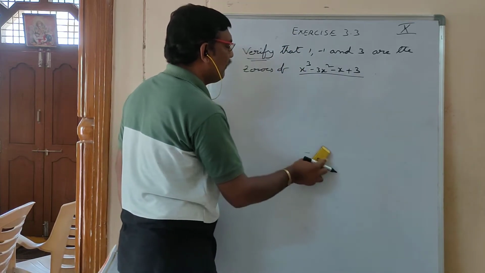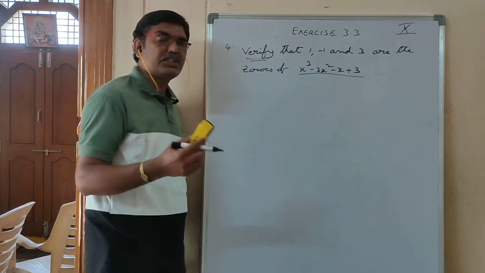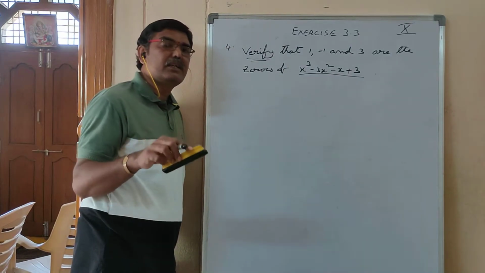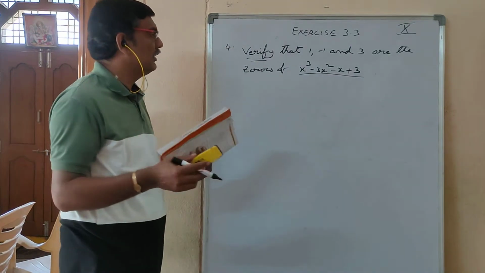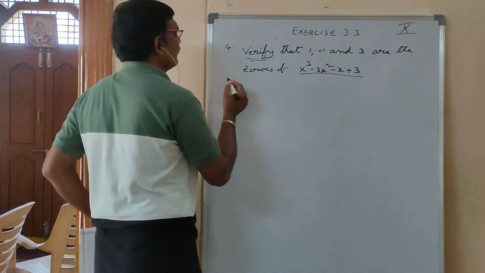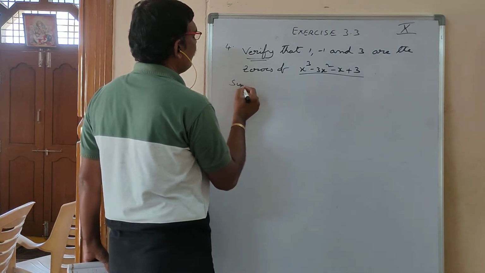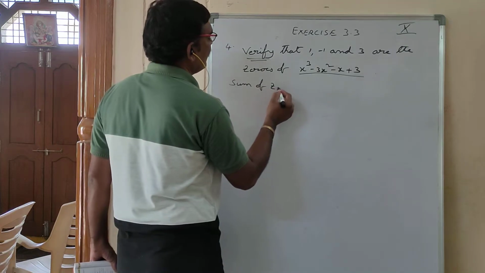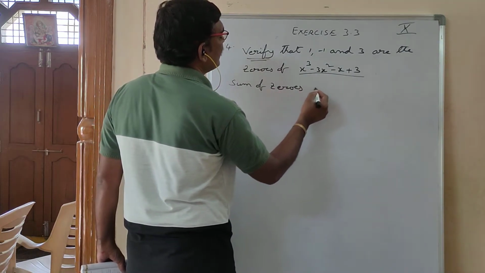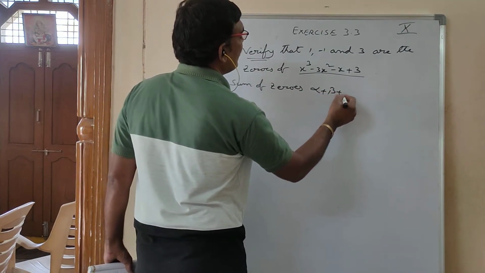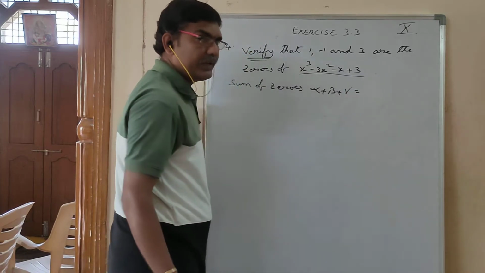Very good. You have to find the relationship between zeros and coefficients. For that, sum of zeros. What you have to do? Sum of zeros means alpha plus beta plus gamma. Okay.